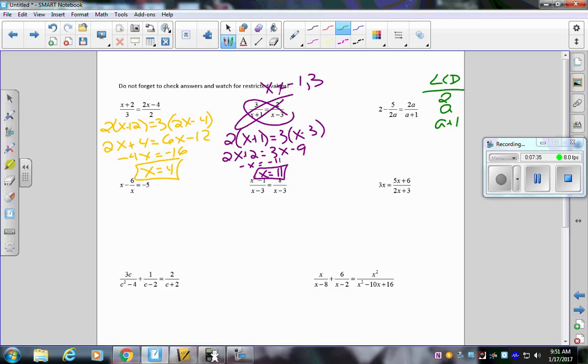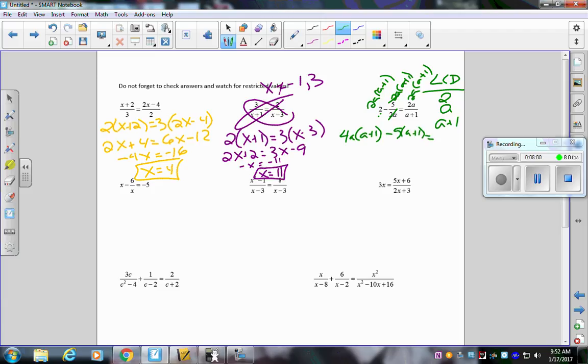All right, so this guy still has to be multiplied. Okay, every term has to be multiplied by the LCD, whether they start off with a denominator or not. So 2A, A plus 1, 2A, A plus 1, 2A, A plus 1. All right, so in this first one, there is nothing to cancel, so I have 4A times A plus 1 minus the 2A's canceled, 5 times A plus 1.